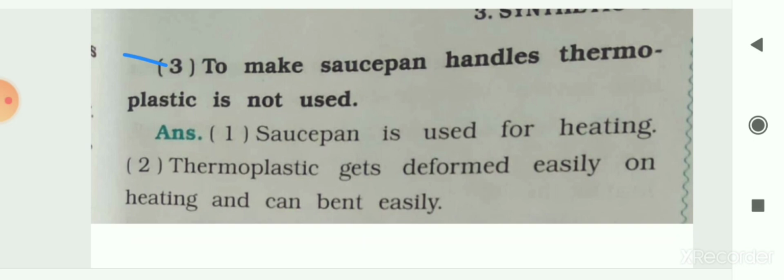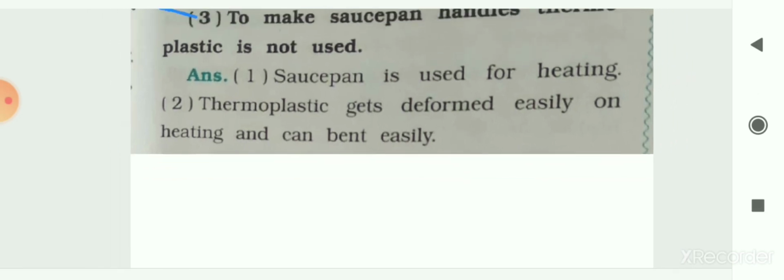A saucepan is used for heating, or we are using that to cook food. So we have to put that saucepan on the gas stove. It means we are using it for heating. The thermoplastics get deformed easily on heating and can bend easily. So it will change its shape. That's why we are not using thermoplastic, as it has the property that on heating, this kind of plastic will start melting or change its shape. So that's why the saucepan handle is not made up of thermoplastic. Instead of that, it is made up of thermosetting plastics. So here our reasons are over.